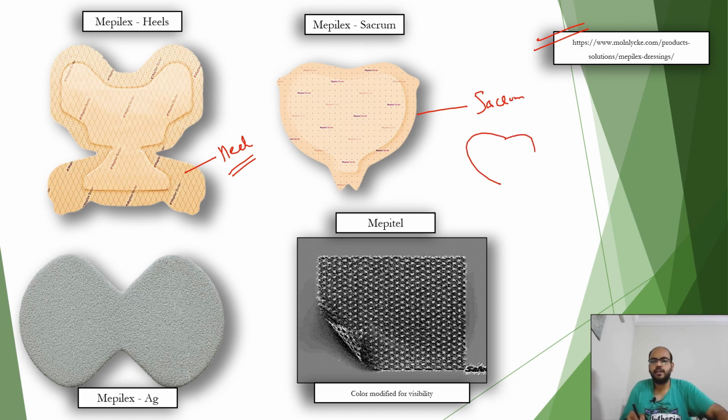The sacrum one is like a leaf shape or heart shape, so over the lower back it sticks, while the heel one has a constriction in between, so that it can curve around the heel and provide support. Okay, this is Mepilex AG, that means silver impregnated, it is gray in color. And this is Mepitel. I've changed the color so that you can see, because Mepitel is actually transparent. So I've changed it into black and white so that you can see the porous mesh-like architecture of Mepitel. So these are the dressings available.